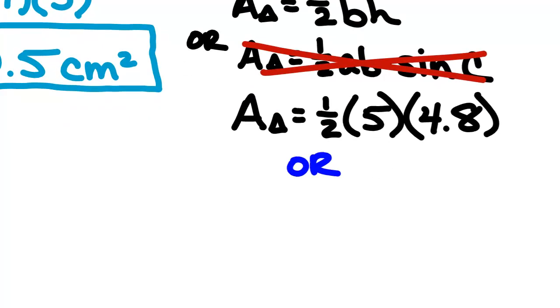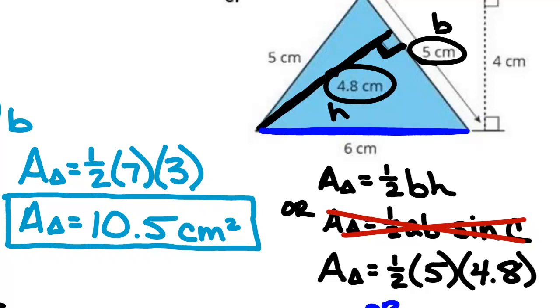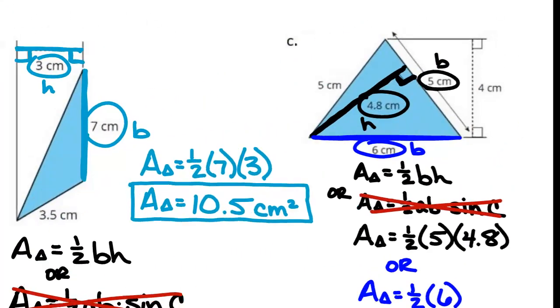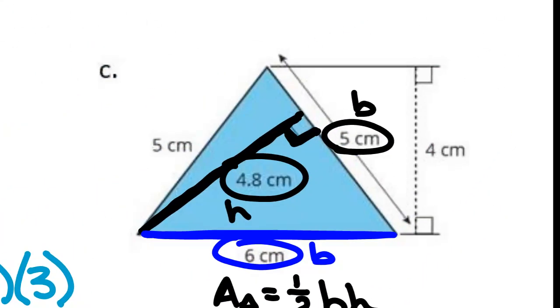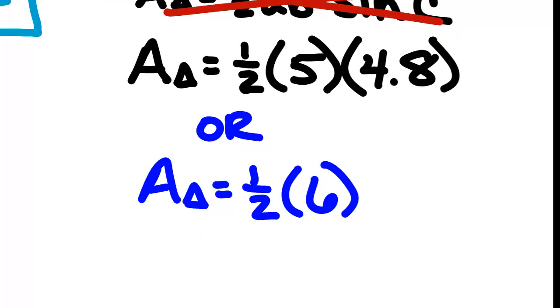What other side could you have chosen as your base? You could have chosen 6 right here. If you chose 6 as the base, what is perpendicular to that side? Which one? 4, yes. It is forming a right angle with this base right here. So this would be my height. We could do this one either way. You should get the same answer either way.